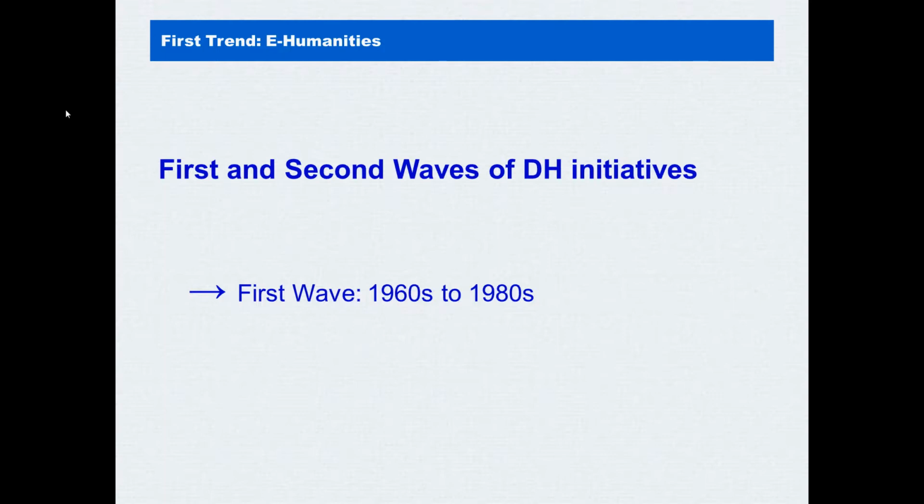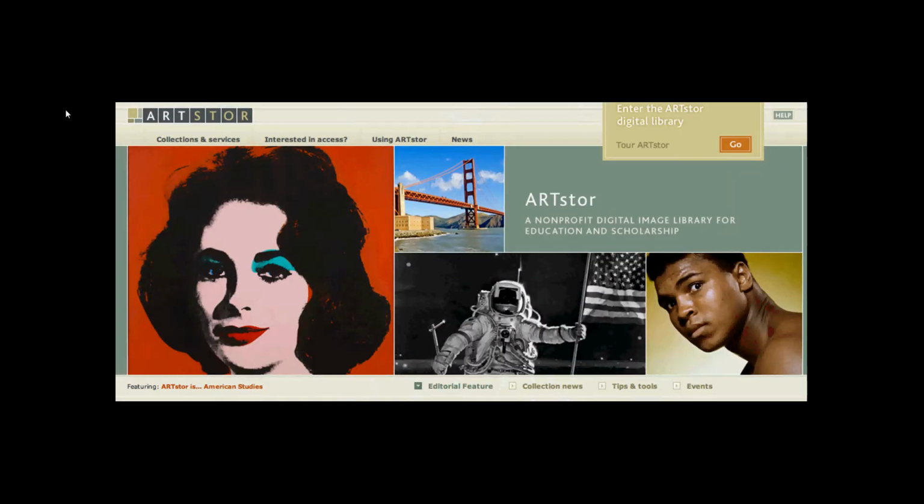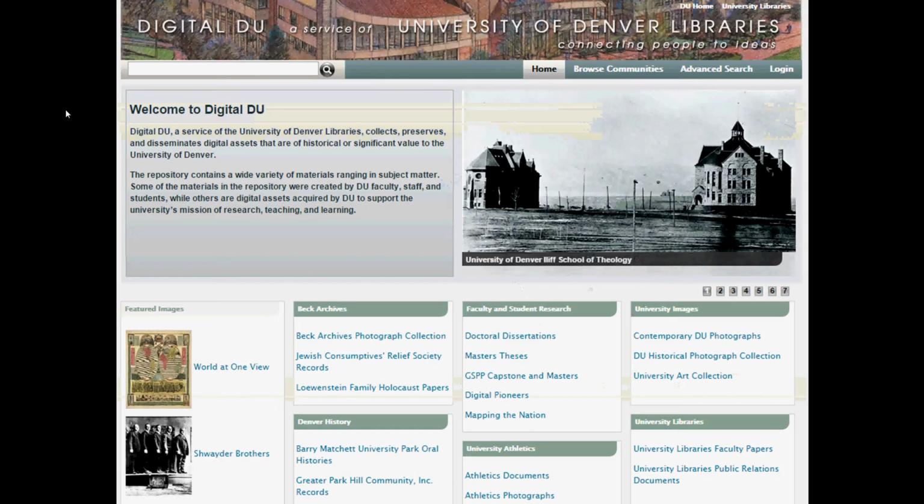The second wave of digital humanities projects began when multimedia capabilities made it not only possible but actually practical to digitally capture sounds and images. Digital repositories of images and documents began to be created around this time. JSTOR and ArtStore, two of the most important of these repositories, date from this period. Our own in-house repository, Digital DU, is also a repository of this type.